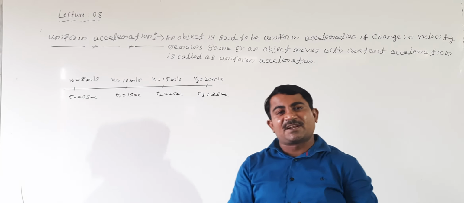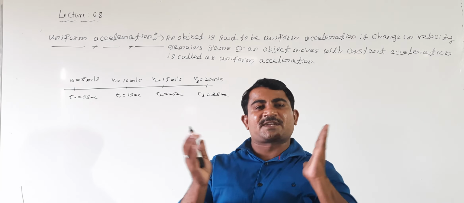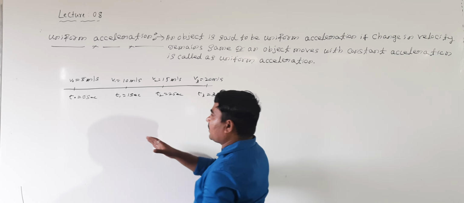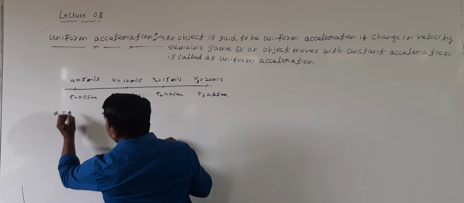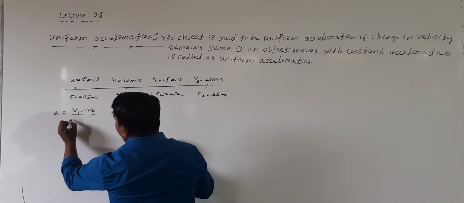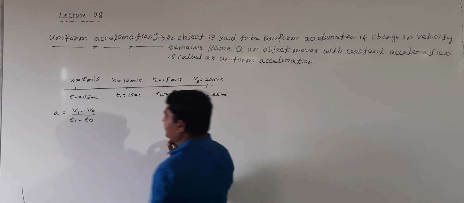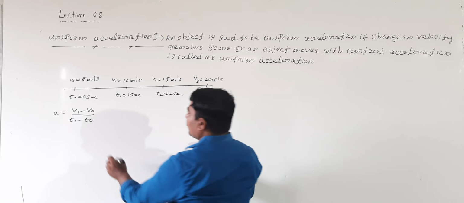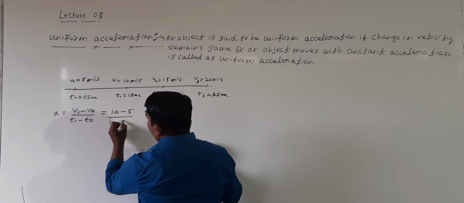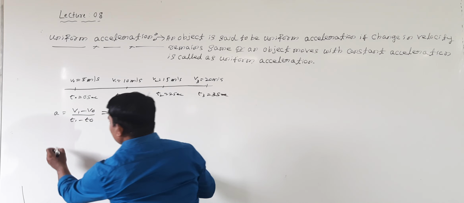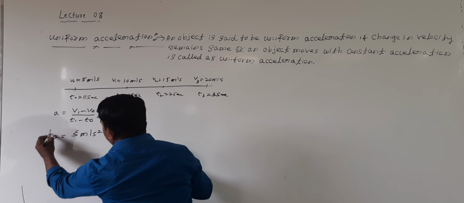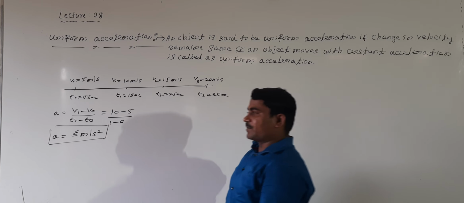When the body moves with a constant acceleration, we call that uniform acceleration. In this interval I will take the acceleration: a equal to v1 minus v0 divided by t1 minus t0. Right? v1 is 10, v0 is 5, divided by 1 minus 0. What acceleration do you get? 10 minus 5, that is 5 meter per second square.